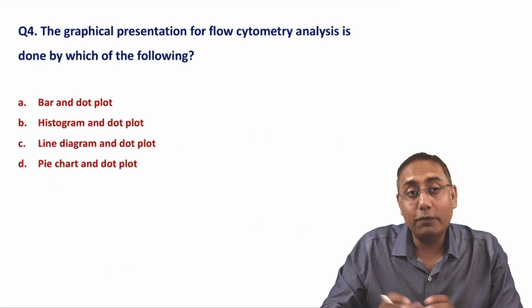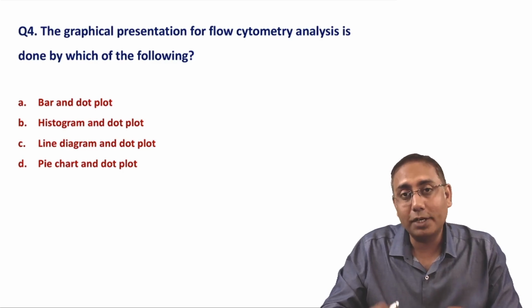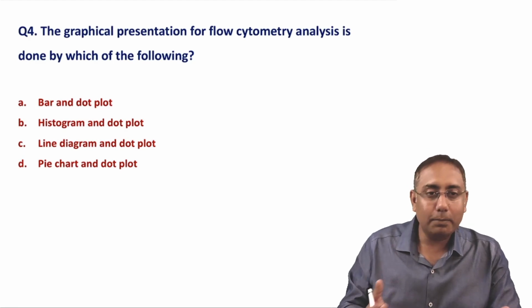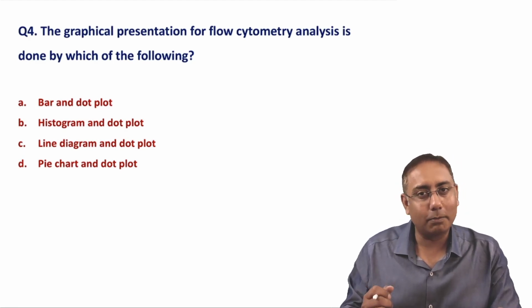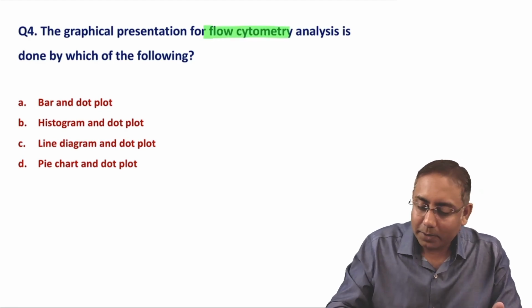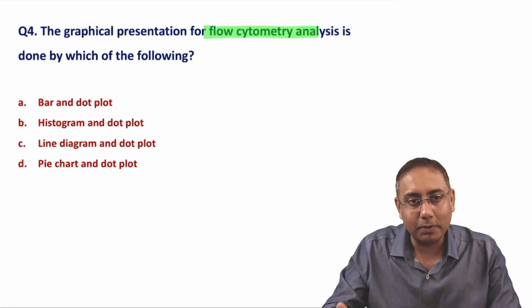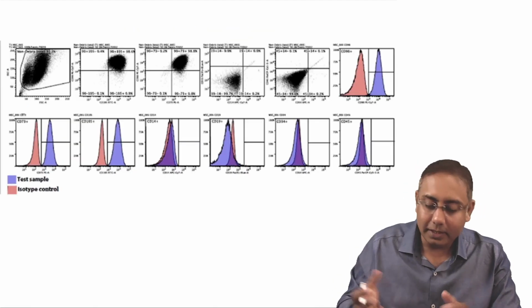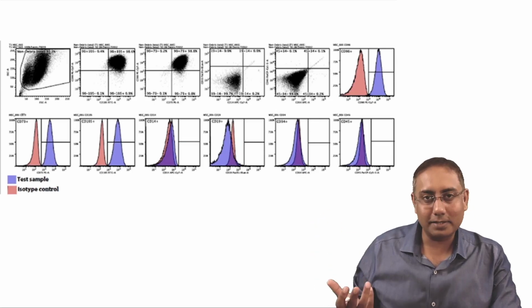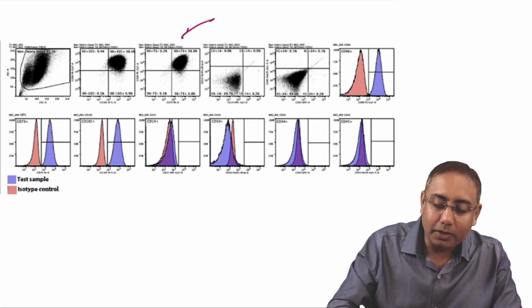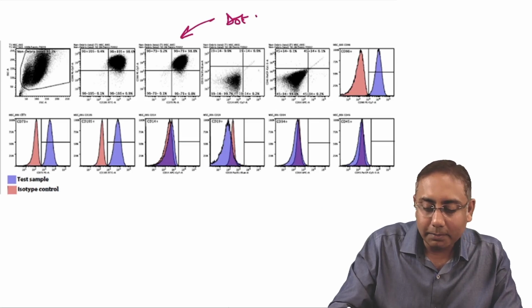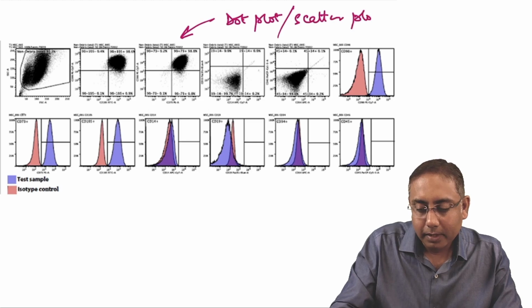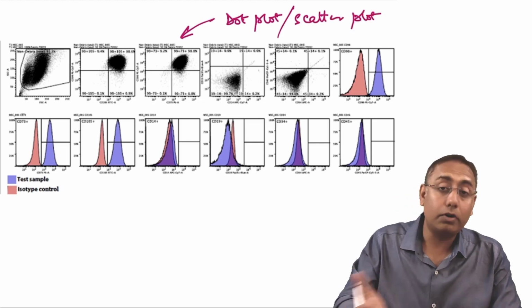And now question number 4. The graphical presentation of flow cytometry analysis is done by which of the following? Bar and dot plot, histogram and dot plot, line diagram and dot plot, and pie chart and dot plot. I think we all must have seen a flow cytometry analysis report. The answer is not a pie chart any day. If you have seen a flow cytometric analysis, it looks something like this. So what are these? These are simple dot plots, or we call them scatter plots. So they are technically scatter plots or dot plot charts.